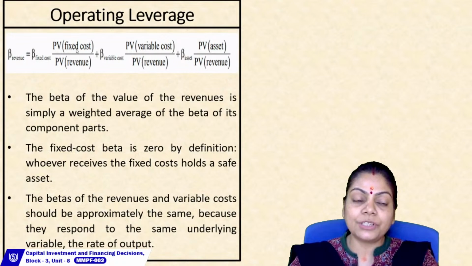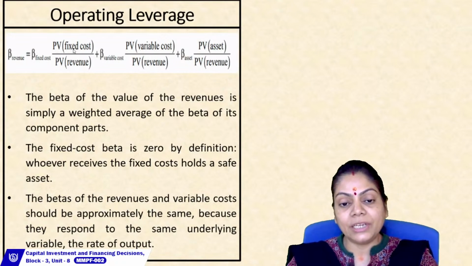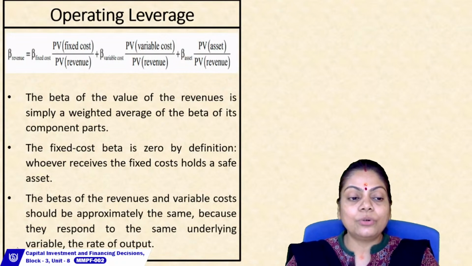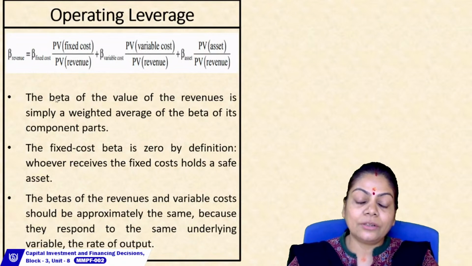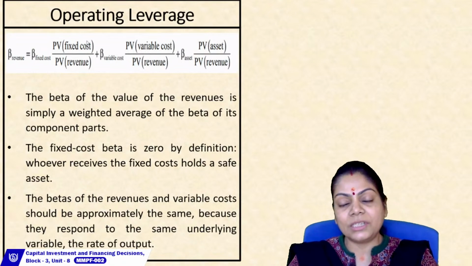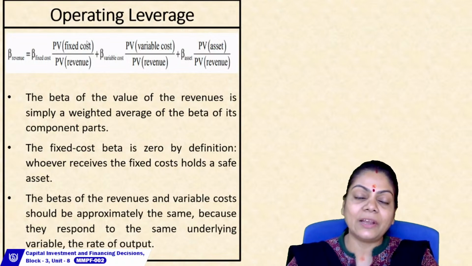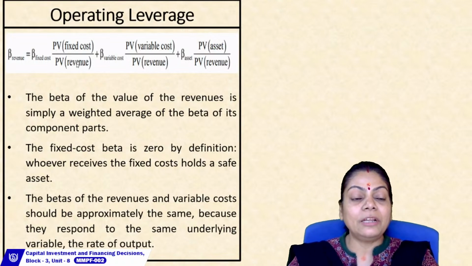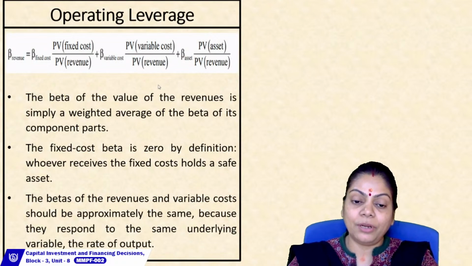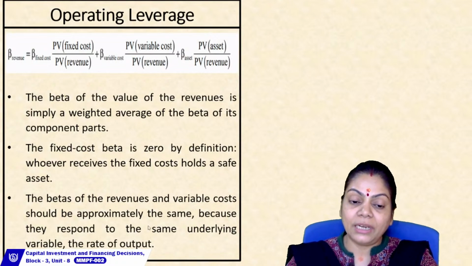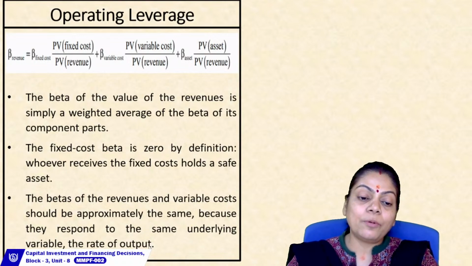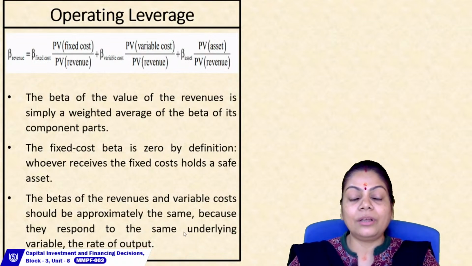When we talk about this, fixed cost is fixed by nature, so there is no fluctuation. Like we said, the receiver of the fixed cost behaves just like a debt holder, so by definition we may make its beta zero. So the betas of the revenue and the variable cost should be approximately the same, because they respond to the same underlying variable, the rate of output.